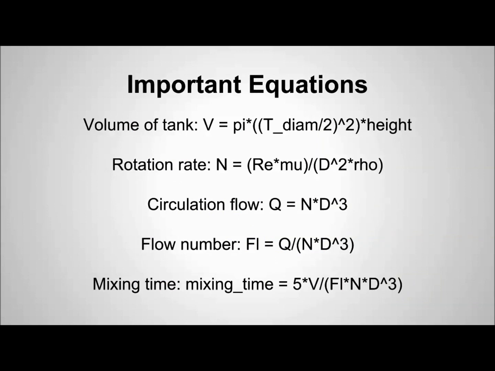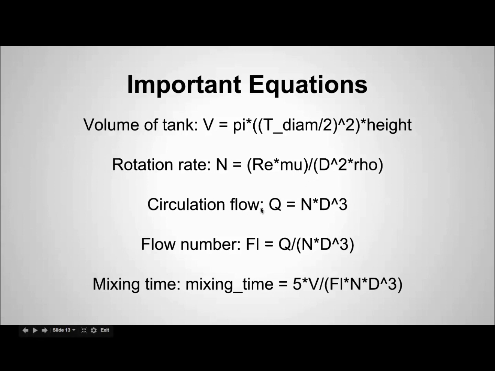So here are some more important equations that I used, and the final power for the bioreactor was dependent on all of these equations. I'll show you in a little while how these all fit into my code. So the volume of the tank needed to be known, and that depended on the tank diameter and its height. Then the rotation rate N was dependent on Reynolds number, viscosity of the media, the diameter of the impeller, and the density of the media.